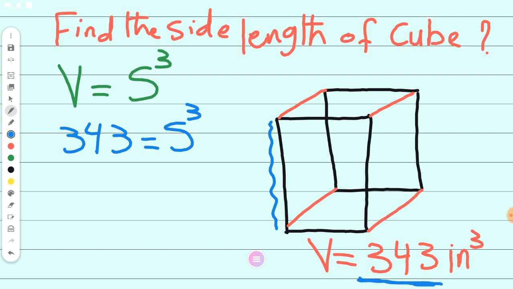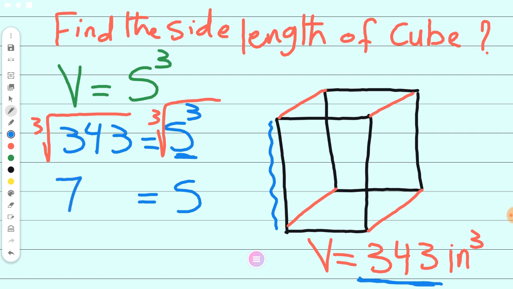I need S only. What should I do to both sides? It's an equation, so I will take the cube root of both sides. Now I get S only, because the cube root of S to the power 3 is S. The cube root of 343 comes from the perfect cubes, and it equals 7 inches. So this is how to apply the square root and the cube root.